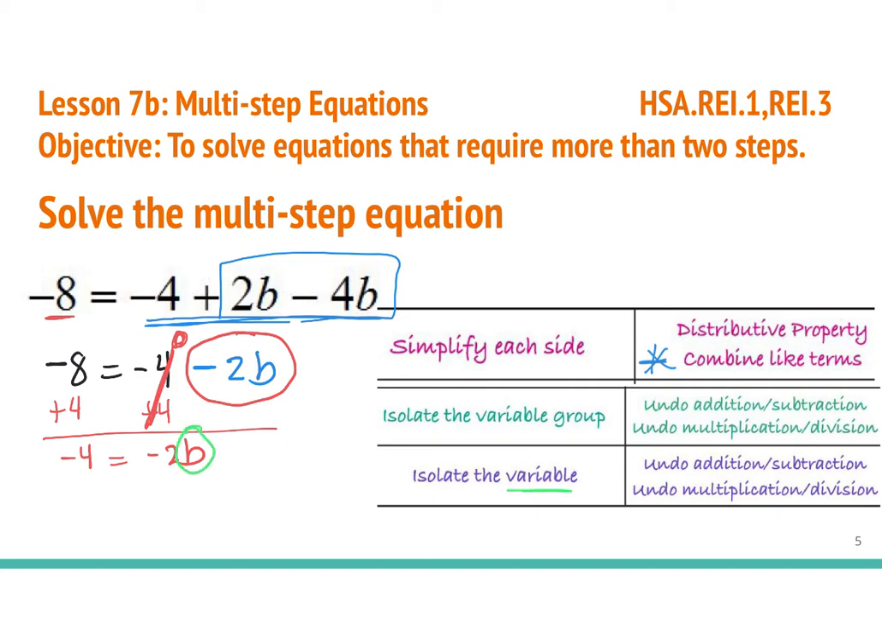Because it is being multiplied, I want to undo multiplication by dividing. So negative 4 divided by negative 2 is equal to positive 2. Negative 2 divided by negative 2, that just becomes a big 1. So b is all by itself.